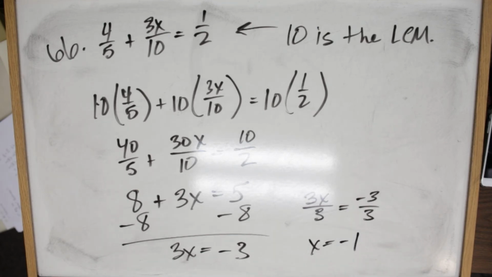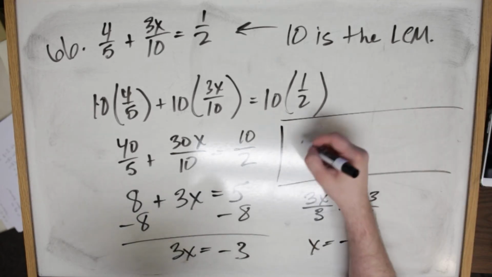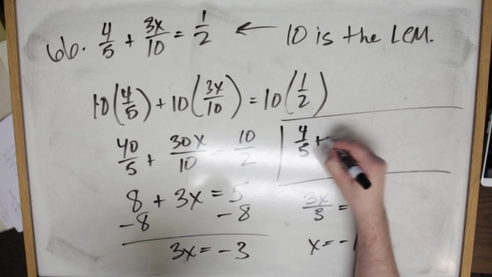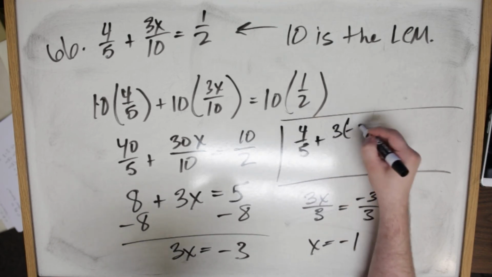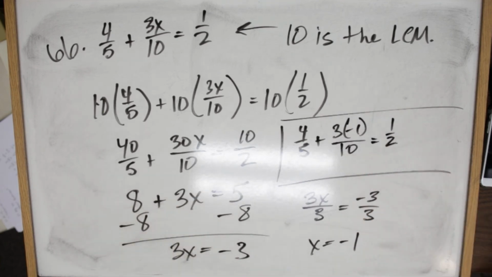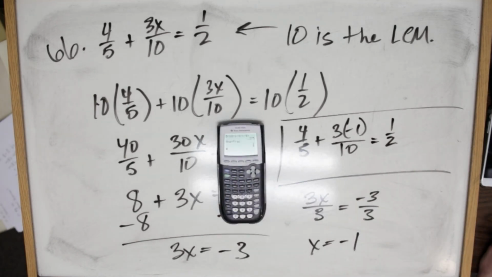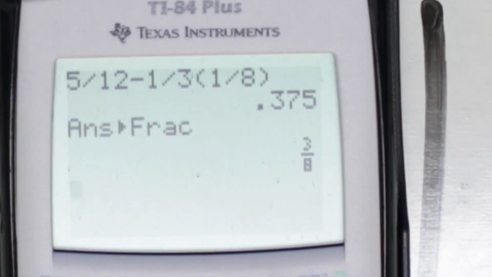Okay. And again, to do the check, let me just do it really quick here. 4/5 plus 3 times minus 1 all over 10 is equal to 1/2. So let's just do this left-hand side in the calculator. Again, I just want you to become a little comfortable with using this. So we've got 4/5 plus, I'm going to do the 3 times minus 1 as just a negative 3. So this will be a minus 3.